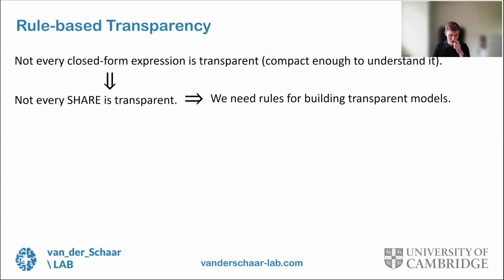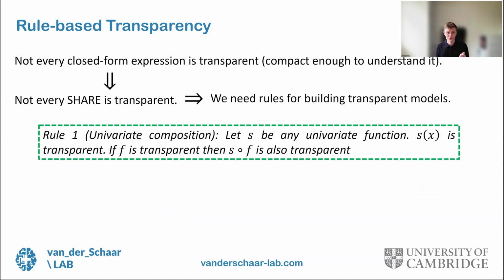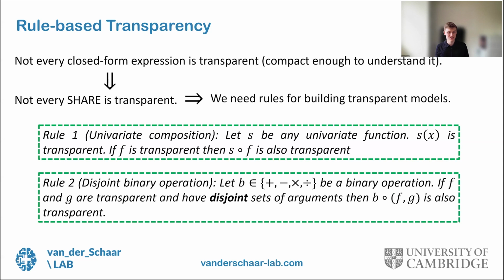So when we come back to our challenge of defining some kind of constraints for ShAREs, we see that to enable such understanding by decomposition, we can introduce two general rules for constructing transparent models. These two rules can be treated as a sort of axioms for our rule-based transparency. Rule 1 says that every univariate function is transparent, and if a model is transparent, composing it with a univariate function keeps it transparent. The second rule says that if two models are transparent and have disjoint sets of arguments, then they can be combined using any binary arithmetic operation, and their transparency is preserved.